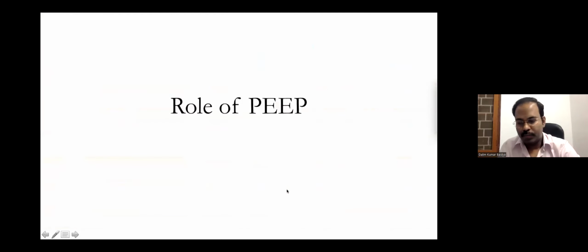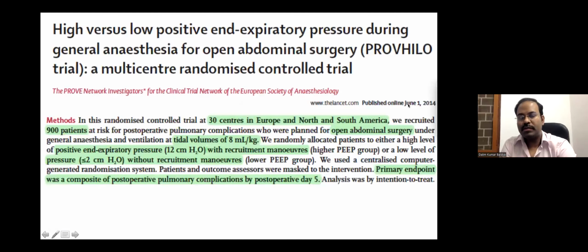Now, what is the role of PEEP? That study had combined tidal volume and PEEP both together in the protective group, and the non-protective group had higher tidal volume and no PEEP. So we really did not know whether the benefit was derived out of use of PEEP or out of use of low tidal volume. So a subsequent trial, which was published in the Lancet the next year, investigated the role of high versus low PEEP in open abdominal surgery. This is called the PROVHILO trial.